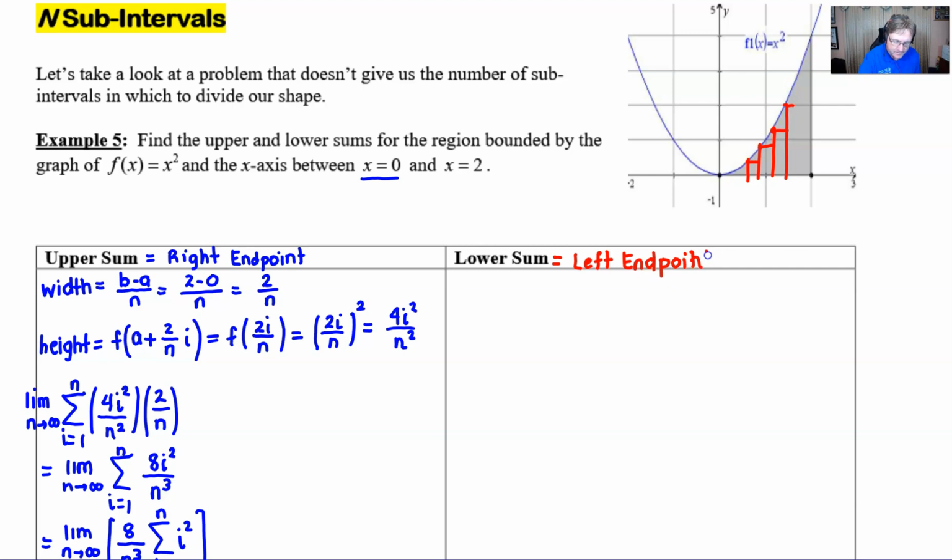Now, how does that differ from, let's say, a right endpoint? Well, it differs just a little bit, and it does cause a little bit of a headache. Let's see what I mean. So the width is not going to change. I have got great news there. It's still b minus a over n, which is 2 minus 0 over n, or 2 over n. The height is going to be f of, okay, well, that sounds familiar. A, that sounds familiar, plus b minus a over n, which in this case is going to be 2 over n.